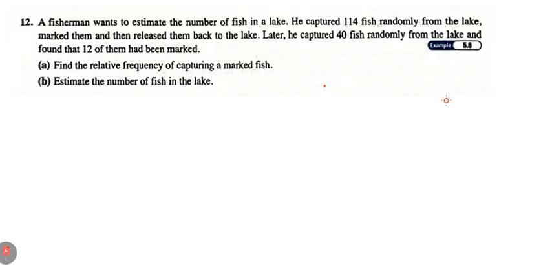Now, let's try to find out here. To find the relative frequency, we need to calculate it by dividing the number of successful outcomes, so here the marked fish caught in the second sample, by the total number of fish caught in the second sample. So let's see here, we have the number of fish marked for the second sample.